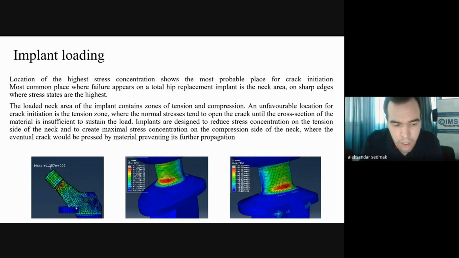compression. If a crack starts to develop on the tension side, we'll have a mode 1 fracture, the most inconvenient one, and the crack will grow in the fastest manner.